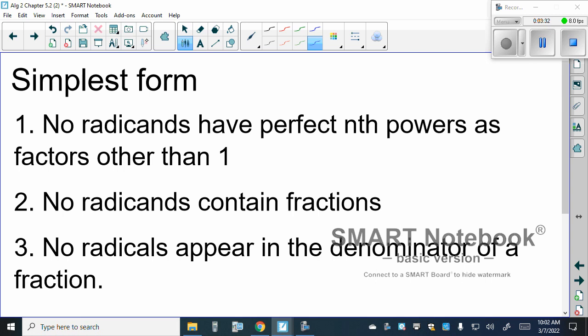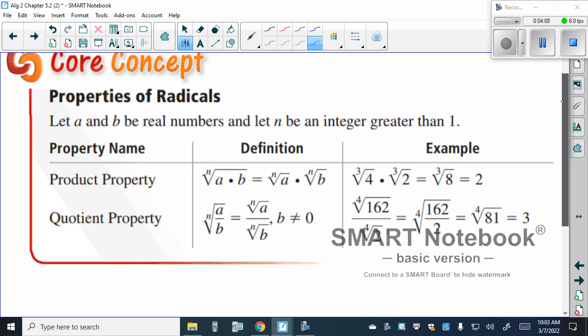No radicands can contain fractions. So again, I can't have the square root of 3/4. And no radicals appear in the denominator. Well, these here, 2 and 3, really go together, and we'll see that in a minute. So really, the first one is the radical can't simplify down. I can't have the square root of 4 left over. I can't have the cube root of 8. If it can reduce, we need to reduce it. And we can't have it in the bottom of a fraction.